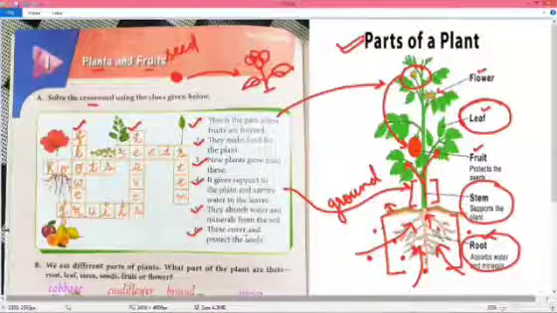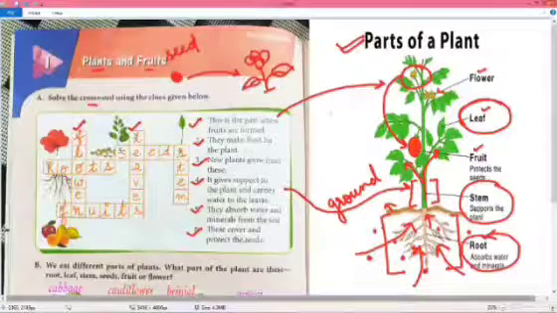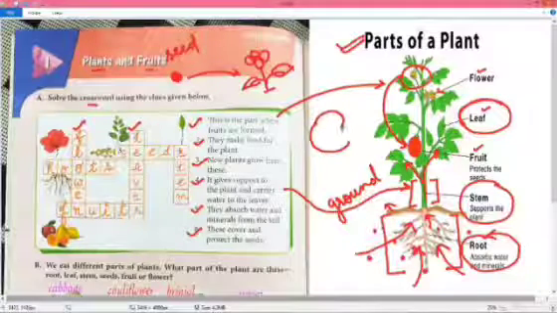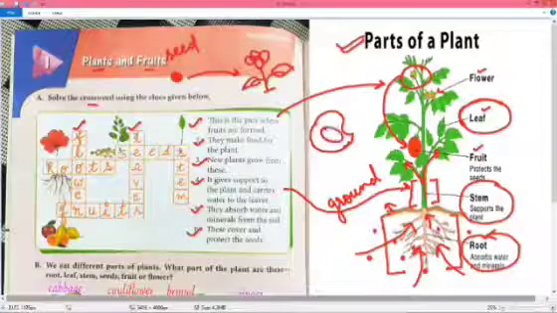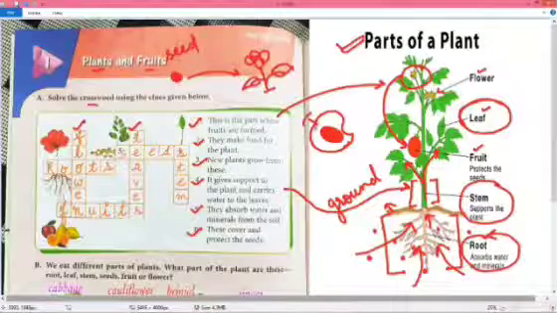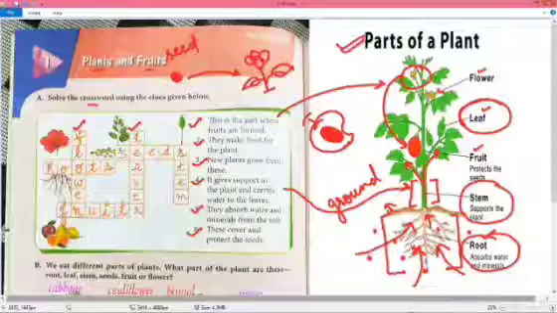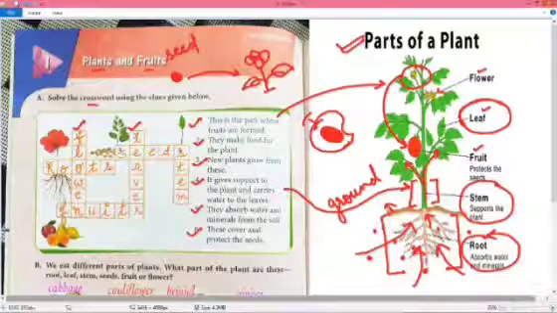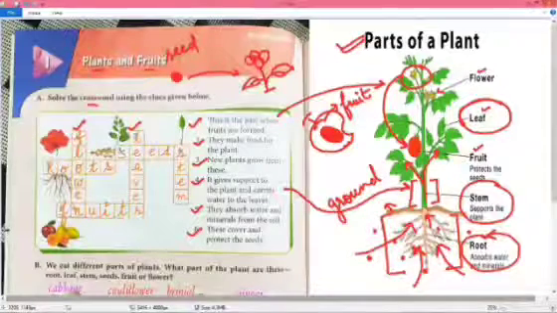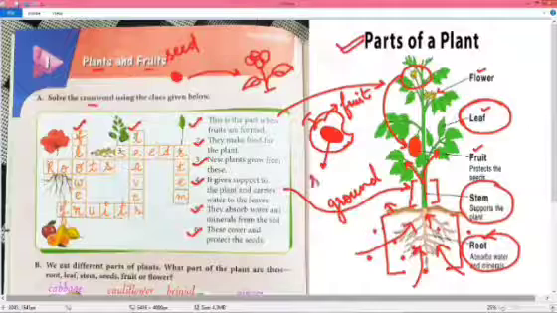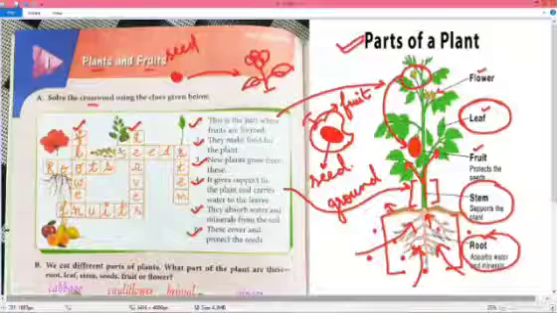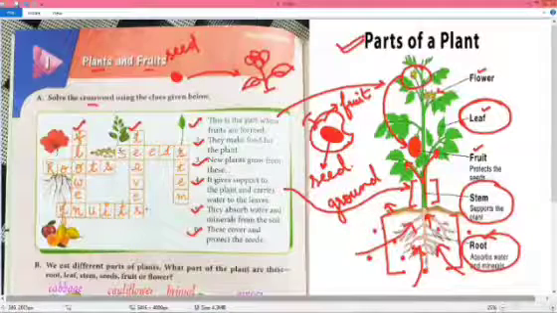Now next is question number 6. They cover and protect the seeds. Now all of you might have eaten a mango, no? A mango fruit, you will always see there is one seed inside it. So you can see that these cover and protect the seed. Here a fruit is there. Fruit always covers and protects the seed. Inside this red is the seed. So the correct answer here will be number 6, fruits.